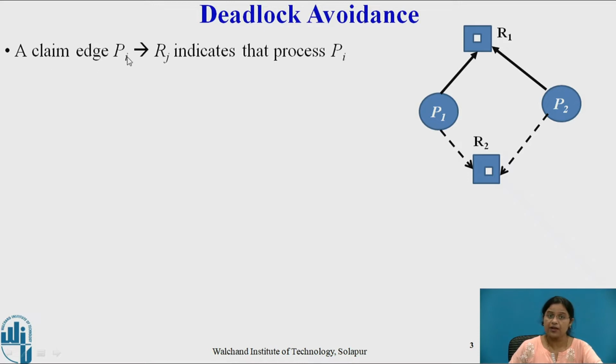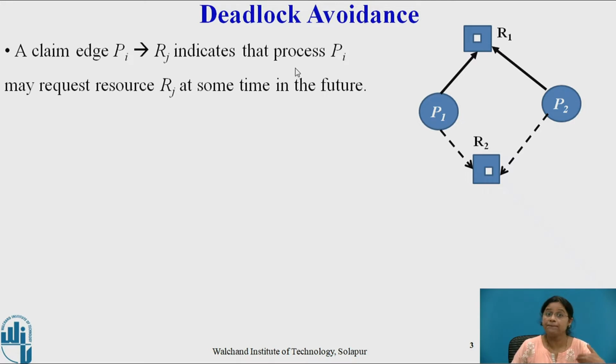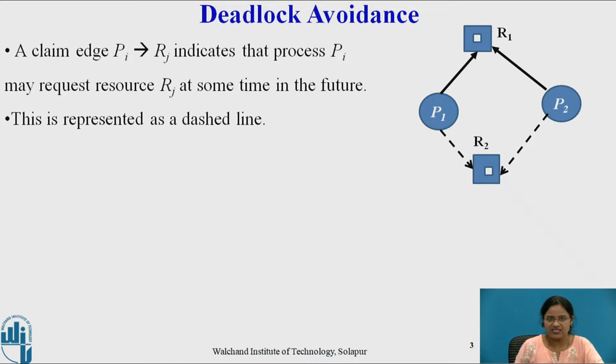A claim edge Pi to Rj indicates that process Pi may request resource Rj at some time in the future. So, here as shown, P1 to R2 is a claim edge which is shown by a dashed line. And P1 to R2 means what? P1 may request resource R2 in the near future. So, this is represented as a dashed line.